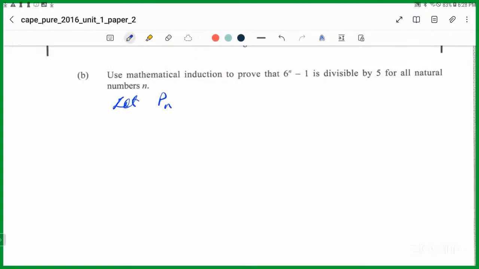Call this statement Pn, be such that this expression, which is 6 to the n minus 1, if it is divisible by 5, is equal to 5 times some integer value. Yeah, we state that this is an integer value. So we are saying x is a member of the integers, x is an integer, and n is a natural number, right? So for all natural numbers n.